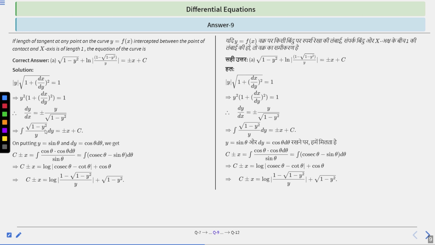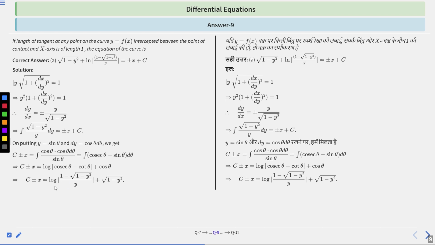Therefore, after proper adjustments, we will get root over 1 minus y square upon y into dy is equal to plus minus x plus c. Now, on putting y is equal to sin theta, and dy is equal to cos theta d theta, we will get c plus minus x is equal to integration of cos theta into cos theta d theta upon sin theta, which is equal to integration of (cosec theta minus sin theta) d theta. Right. Therefore, we will get c plus minus x is equal to log mod cosec theta minus cot theta plus cos theta.